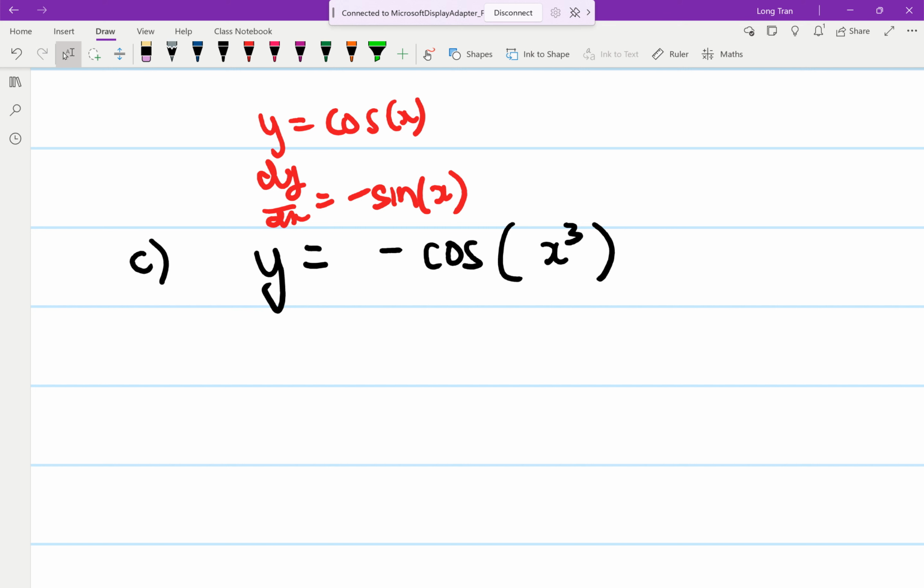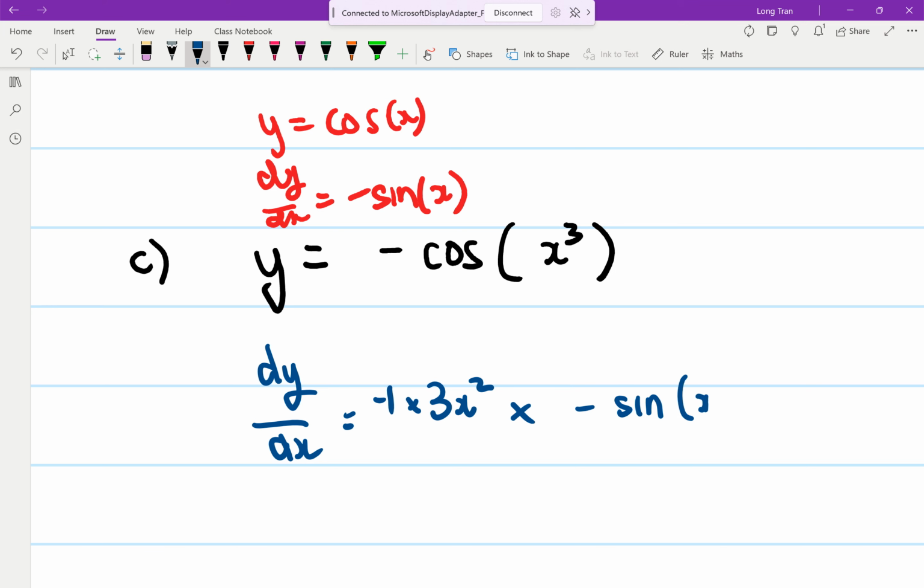Here we go. Delta y over delta x should equal, hopefully you had 3x squared, which is your delta u over delta x, multiplied by, and don't forget that negative 1, times negative sine of x cubed. So your answer should be negative 3x squared sine x cubed. Hands up if you got that correct. Oh my god, I got it. All right, we're on to something.